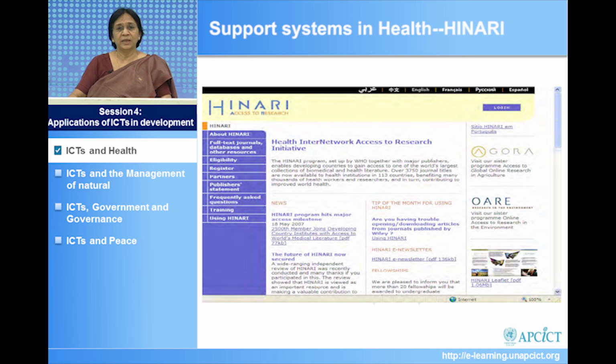So in health, we have looked at a direct intervention of telemedicine, such as Medical Online Malaysia. We have looked at support systems like the Arogyashri. We have looked at research networks, which are critical for the advancement of healthcare, such as TIANS and HINARI.